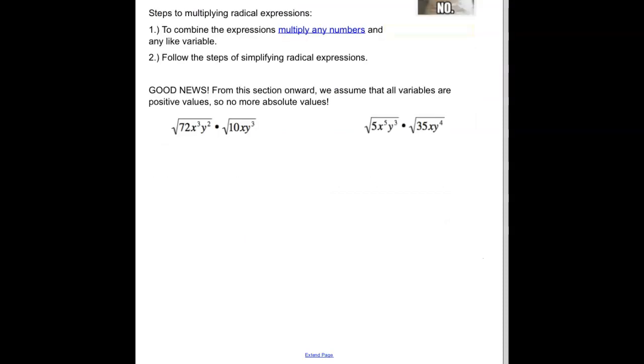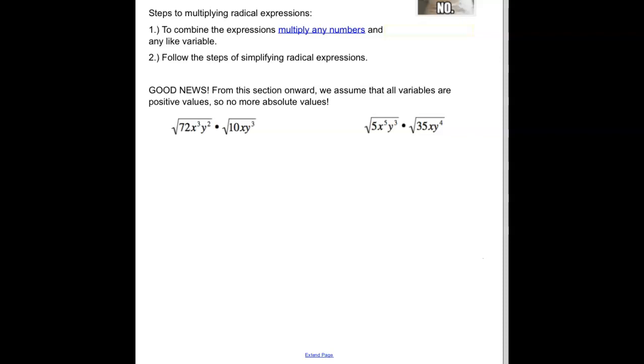All right, from this section onward, we assume that all variables are positive values. So we do not ask you to deal with the absolute value, that even, odd rule from here on out for the chapter. All right, so notice that we have both of these being square roots, so we can put them together under one big square root symbol.